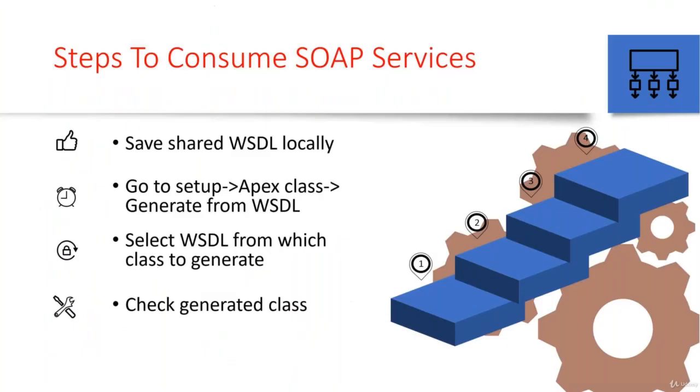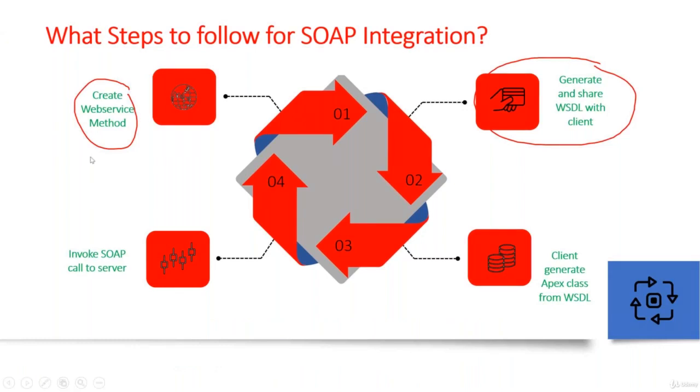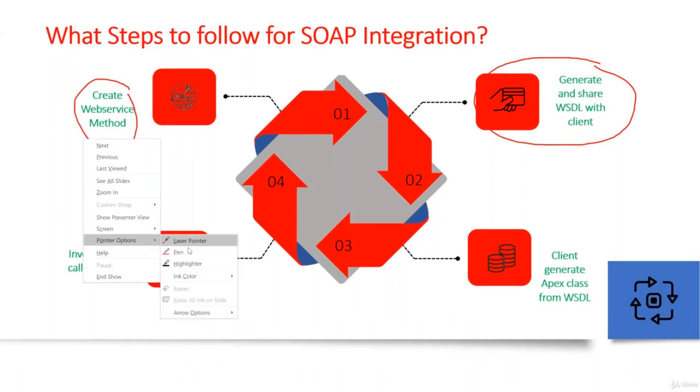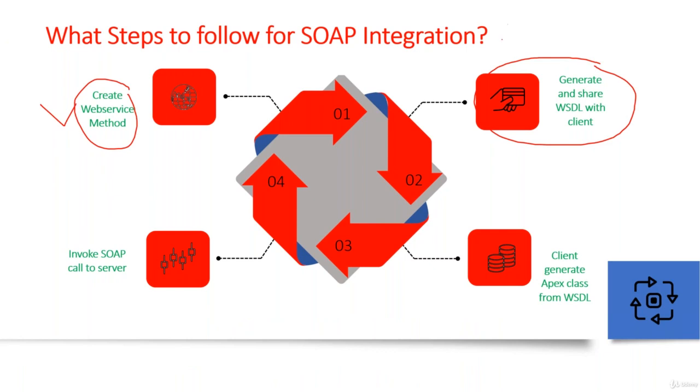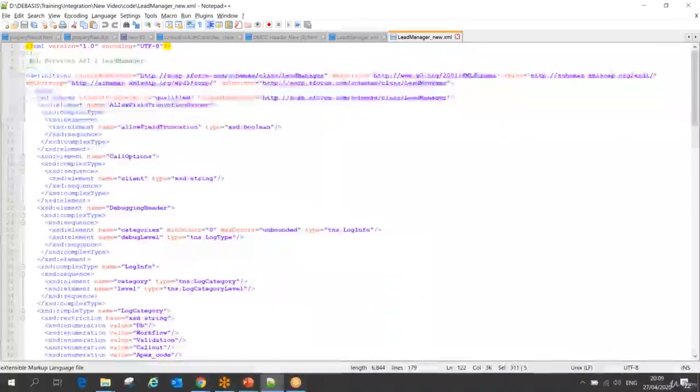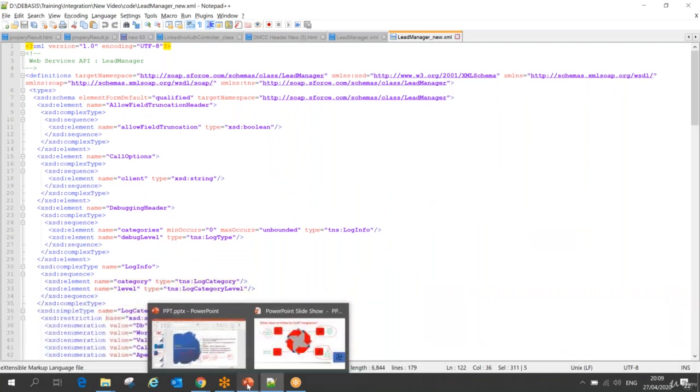My server has created the web service method, and my server has shared the web service WSDL file with me. Once I have the WSDL file, in the next step I am going to generate an Apex class from it. We understood what a WSDL file is. Now let's see how Salesforce generates an Apex class from the shared WSDL. So now this is my WSDL file.